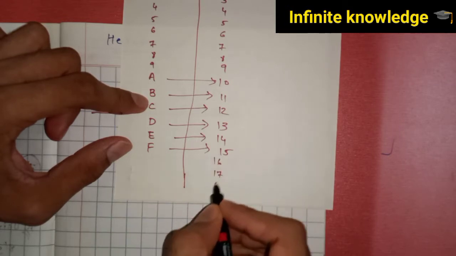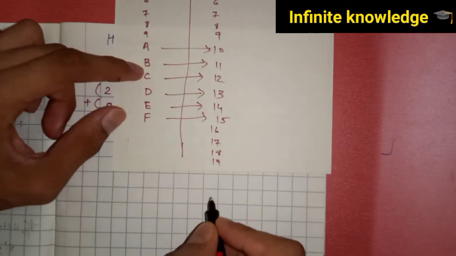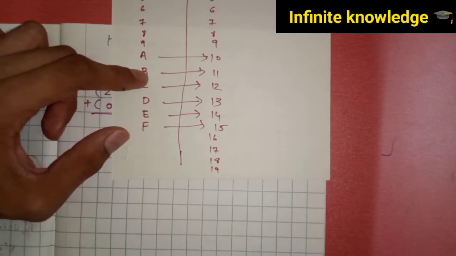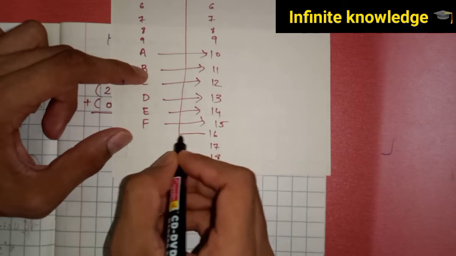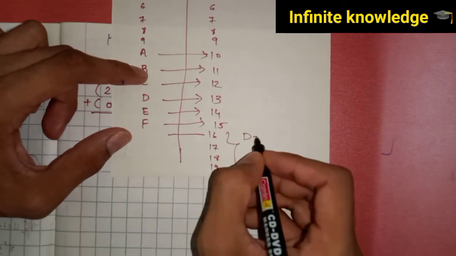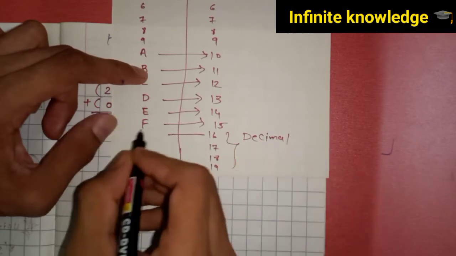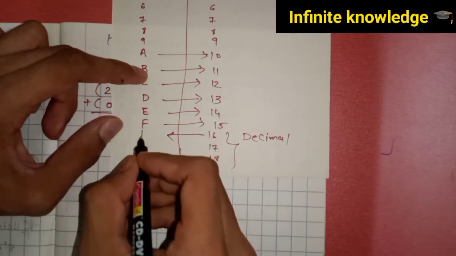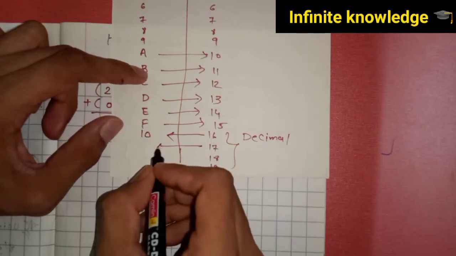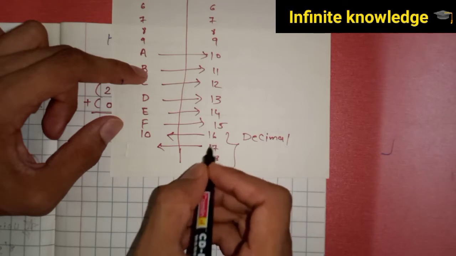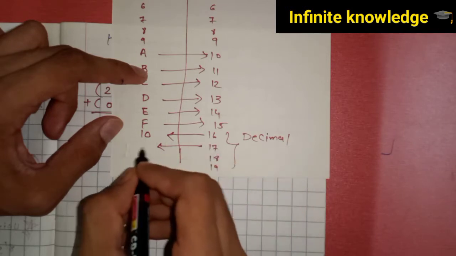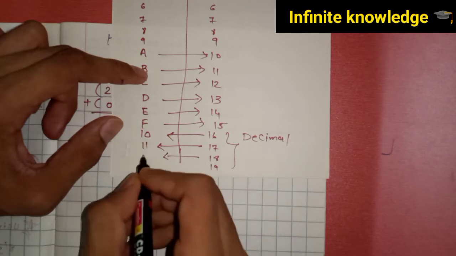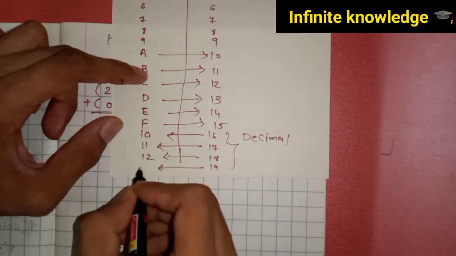16, 17, 18, 19, 20. These are the decimal numbers. So what is the hexadecimal of 16? 10. What is the hexadecimal number of 17? That is 11. For 18 it is 12. For 19 it is 13.